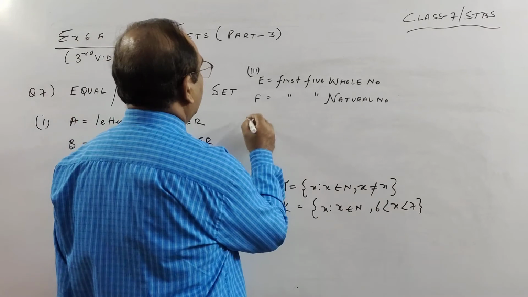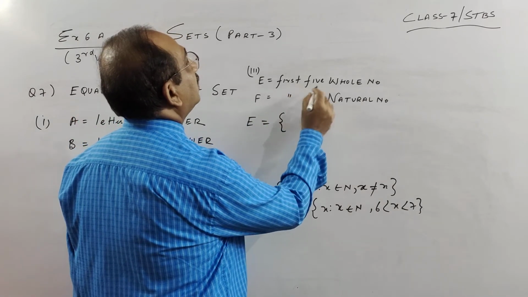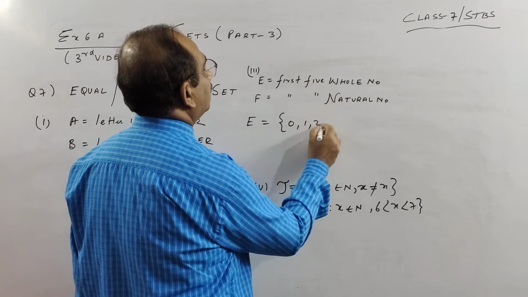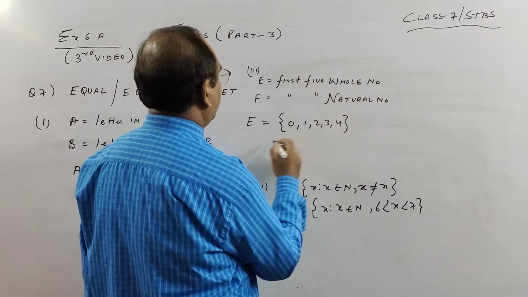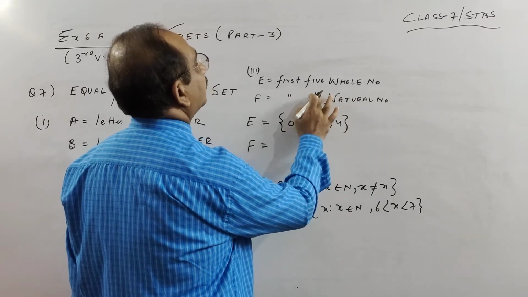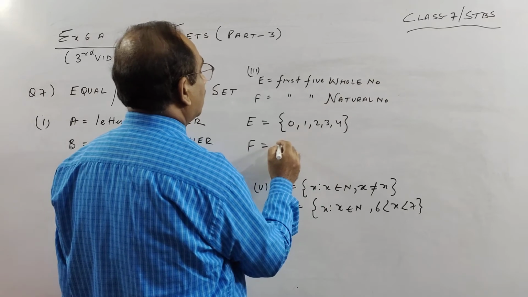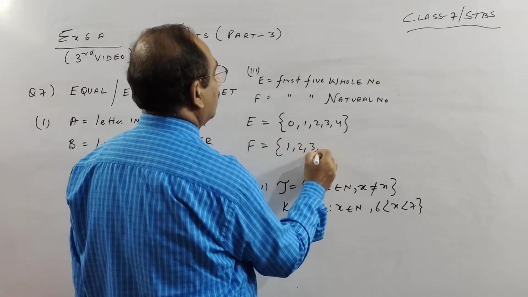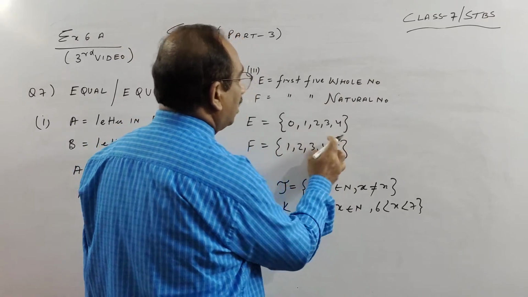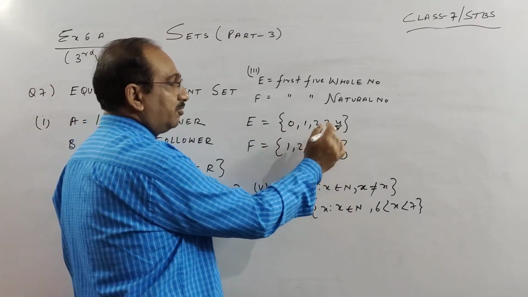Next, part 3: first 5 whole numbers. So this is my first 5 whole numbers. F is the first 5 natural numbers. So this is the first 5. This symbol means we repeat. In the unitary method also we use 1, 2, 3, 4, 5. So if you see, they are not equal. The elements are not the same. 0 is here, 0 is not here. 5 is here, 5 is not here.